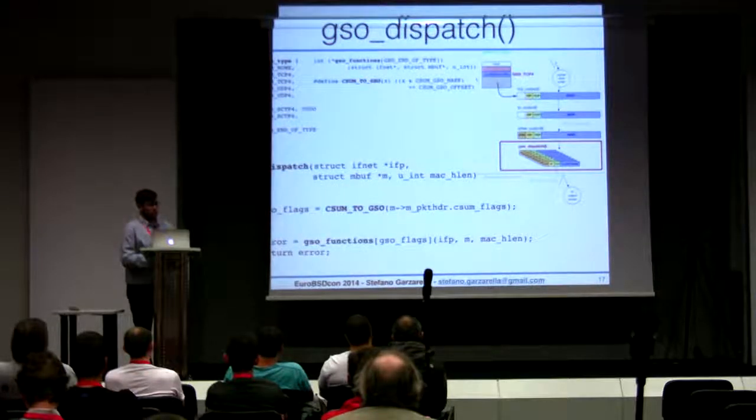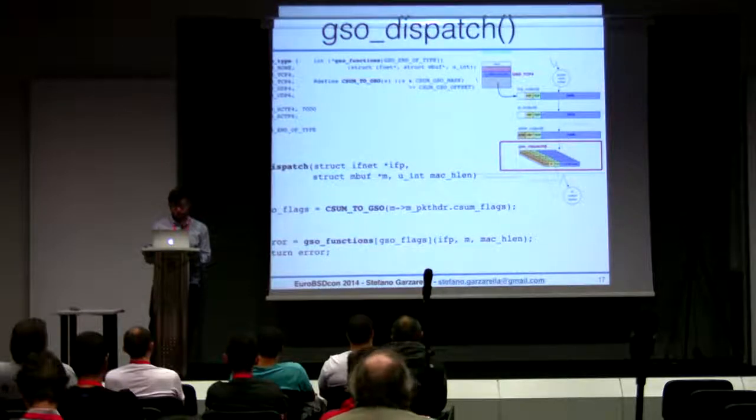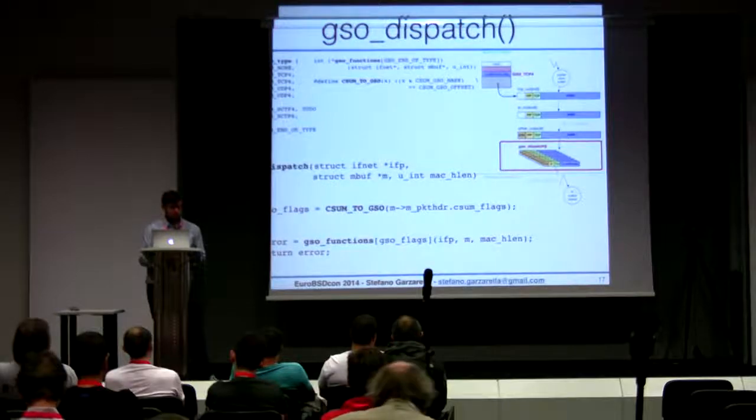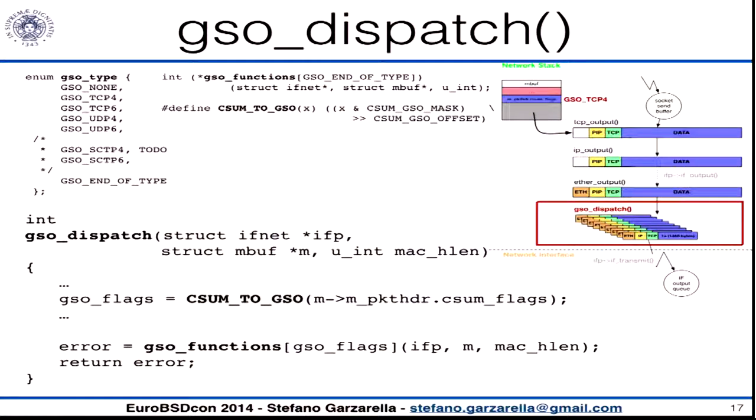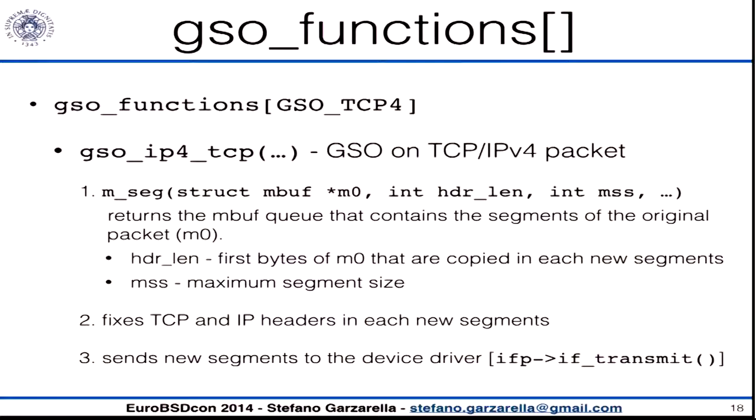In GSO dispatch, using the information contained in the csum flag field, the appropriate function is invoked to perform the segmentation. We use a simple array of functions to do this. For example, in the case of TCP on IP version 4, the function is gso_ip4_tcp. This function, similar to the others, for example for UDP or TCP on IP version 6, performs three main operations. One, call the mseg function. This function returns the mbuf queue that contains the new segments. After that, number two, fix the TCP and IP headers in each new segment, because these headers are simply copied from the original packet into the new segment. And then send the new segments to the device driver.